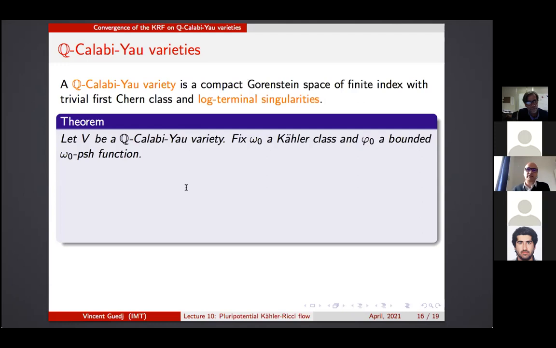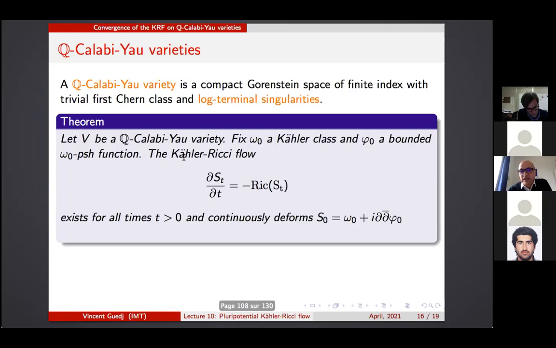And phi zero a bounded omega zero plus omega function, then the Kaehler-Ricci flow, dST by dt equals minus Ricci of ST, exists for all time and continuously deforms this initial positive closed current S0 towards the unique singular Kaehler-Ricci current cohomologous to omega zero. This current was constructed in lecture seven, I guess, as a consequence of the resolution of degenerate complex Monge-Ampère equations in that context.